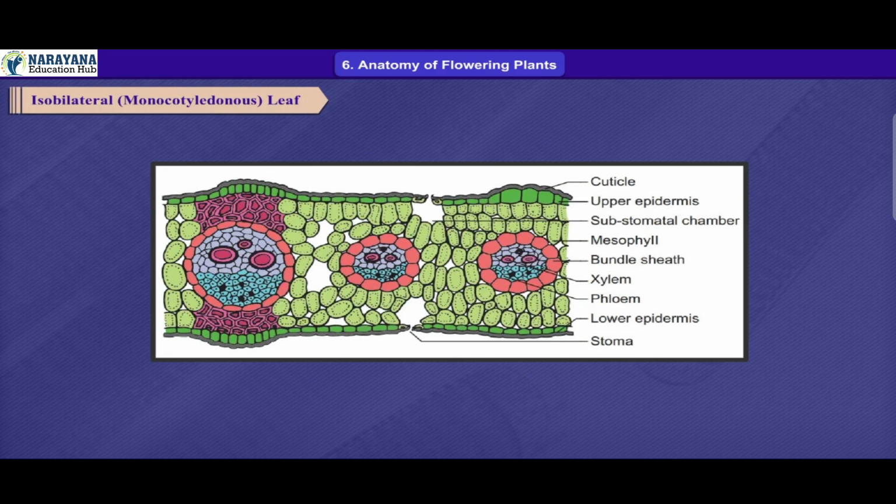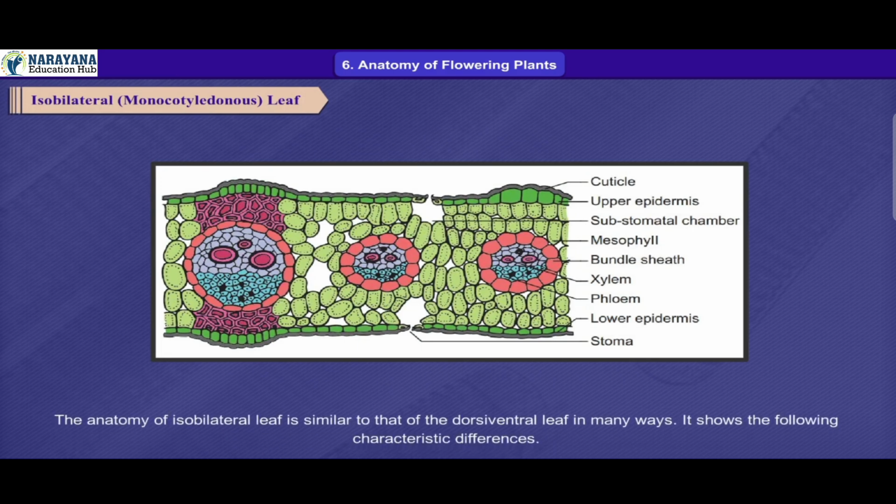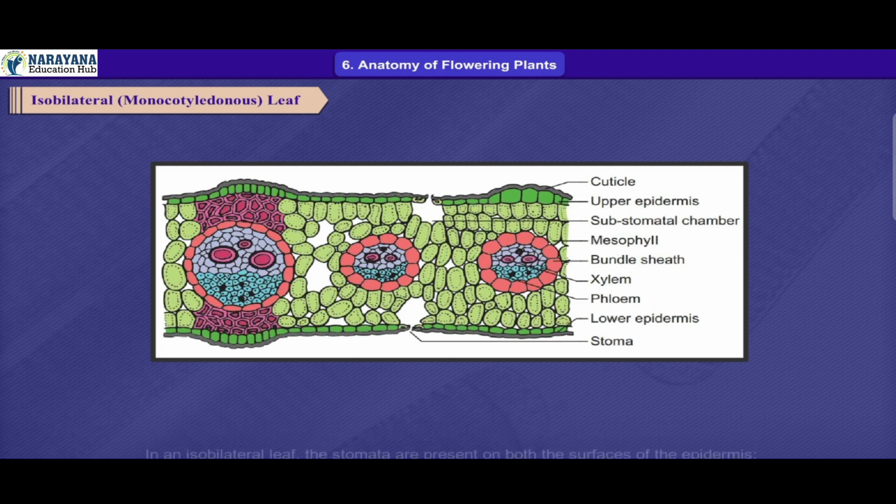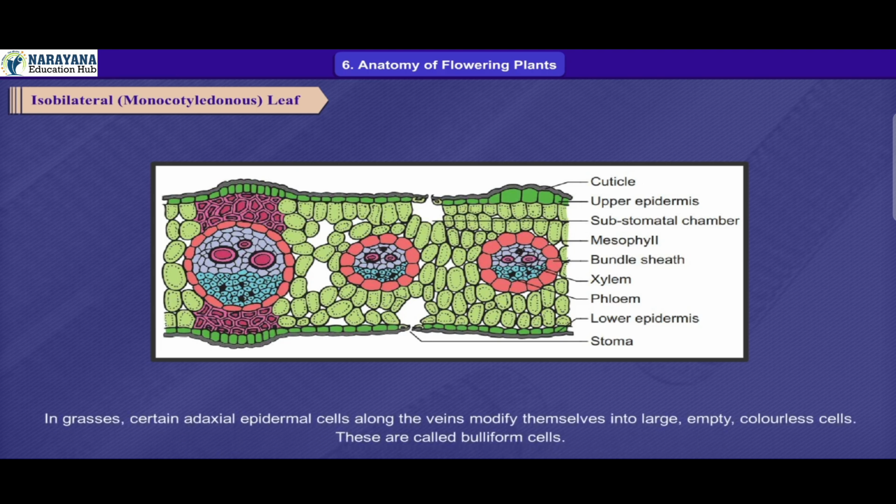Isobilateral, that is monocotyledonous leaf. The anatomy of isobilateral leaf is similar to that of the dorsiventral leaf in many ways. It shows the following characteristic differences. In an isobilateral leaf, the stomata are present on both surfaces of the epidermis, and the mesophyll is not differentiated into palisade and spongy parenchyma.